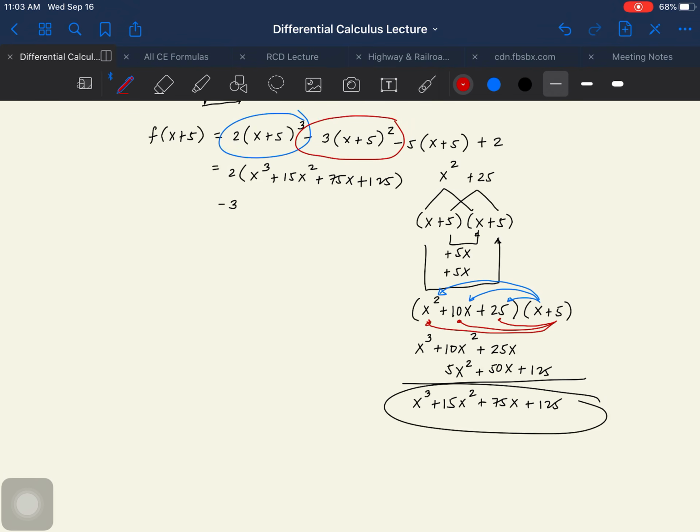Negative 3. So what is twice of x plus 5? We got that a while ago, right? That is x squared plus 10x plus 25. Where is that? That is this one. Okay. Now the next one here is the negative 5. Negative 5x plus 5 plus 2. Don't forget the plus 2.